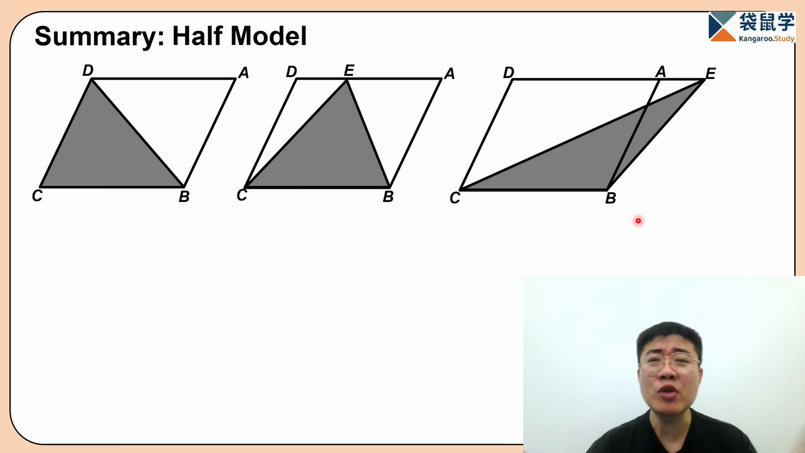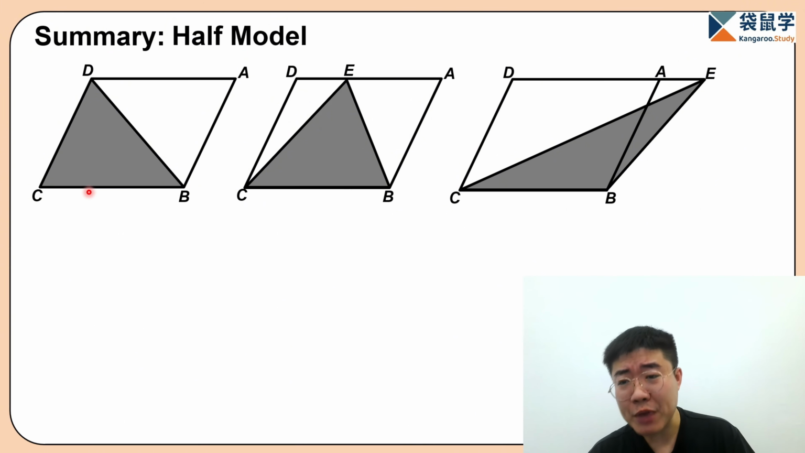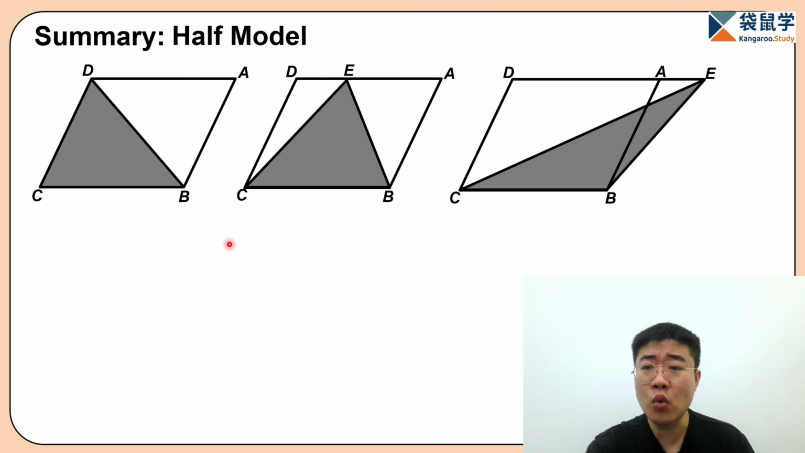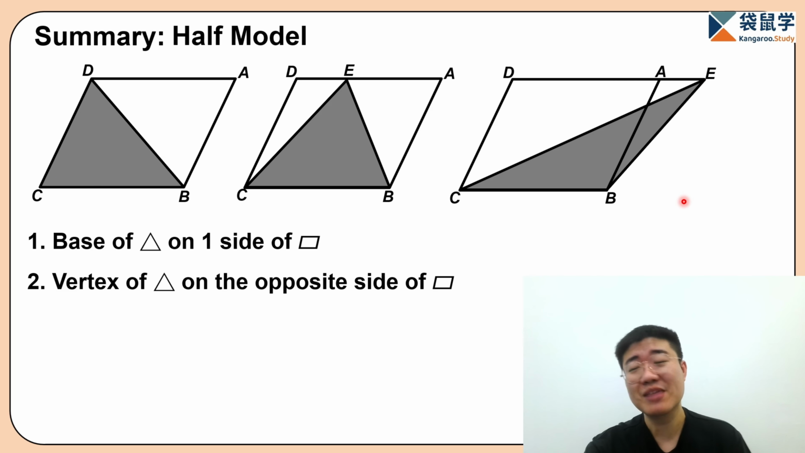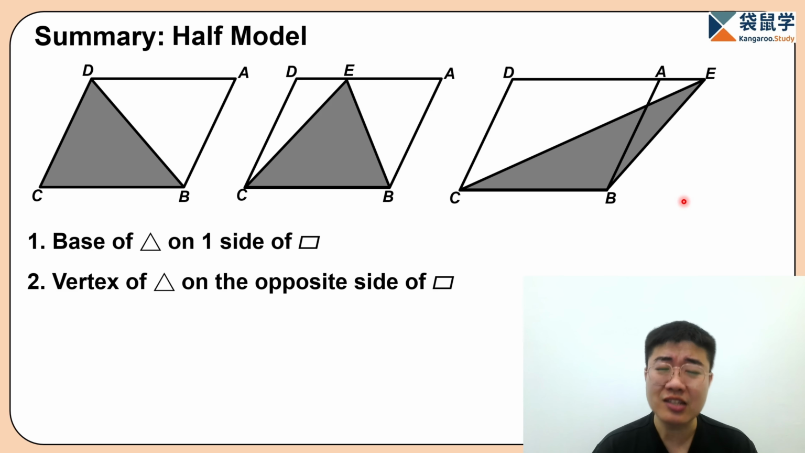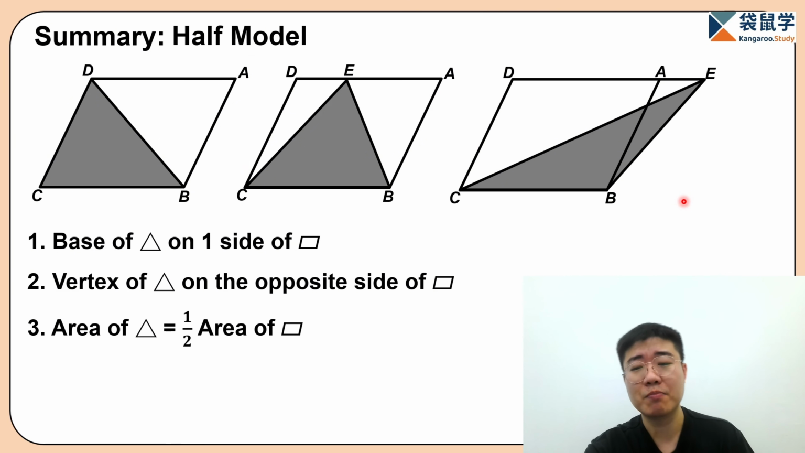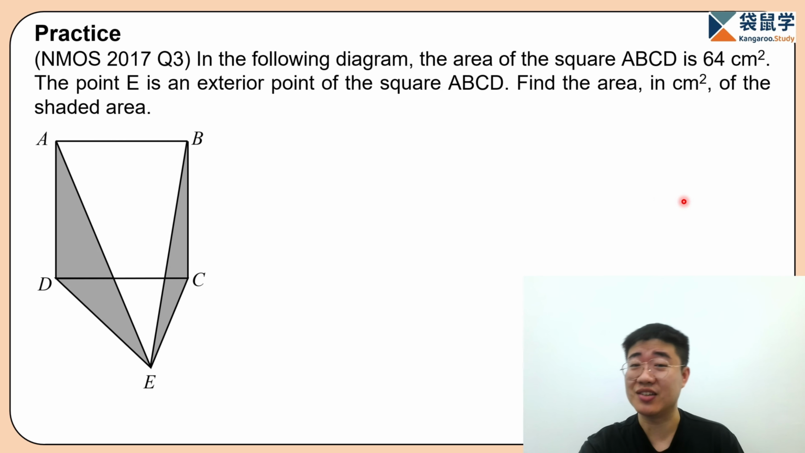And let's summarize the characteristics of the half model in the parallelogram. So we are going to realize that the base of the triangle is always on one side of the parallelogram. Now my question is, how about the remaining vertex? Where can we find it? Yes, this is on the opposite side of the parallelogram. So if this is the case, then the triangle that we can form is always half of the parallelogram. Now, knowing this, let's try the practice question.